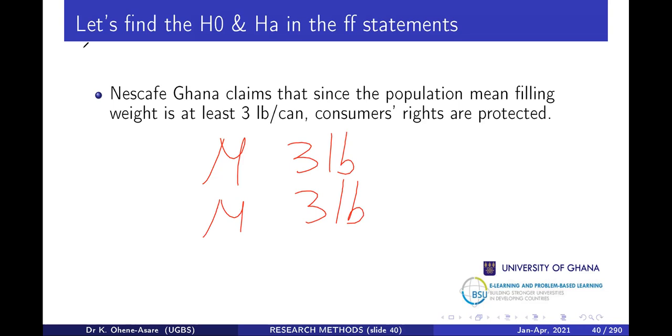What is the symbol for at least? At least: greater than or equal. You know the problem? Two people are saying greater than or equal, and I have not called them. Okay, that's a problem. Two people are talking and I haven't called them.